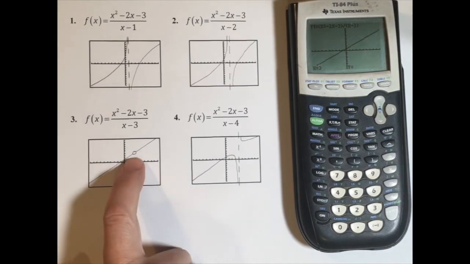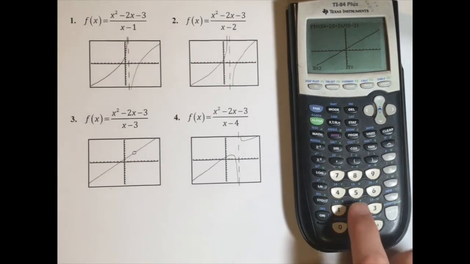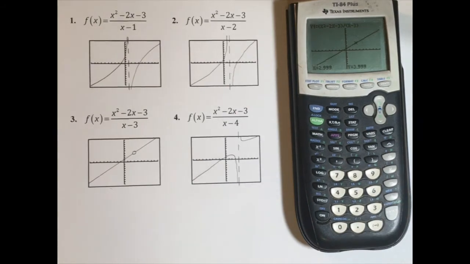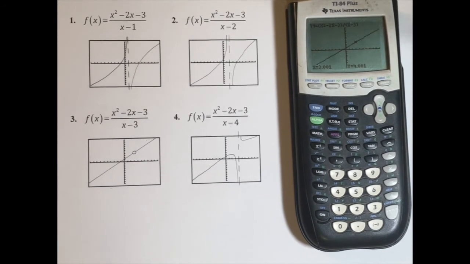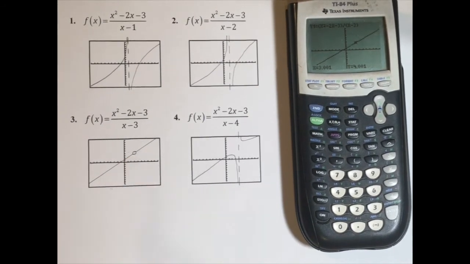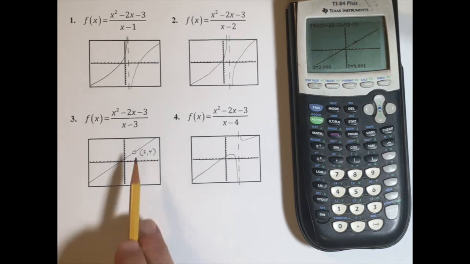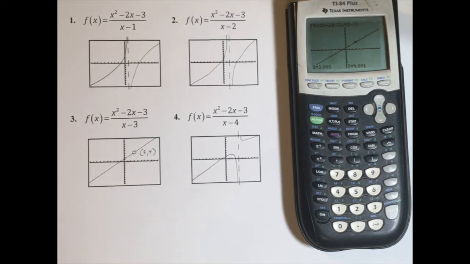And that's because this graph has a little hole in it. At 2.999, I get 3.999. At 3.001, I get 4.001. Apparently there's a hole at 3, 4. Well, we saw yesterday that graphs with holes in them have limits. The limit as x approaches 3 in this function is 4.